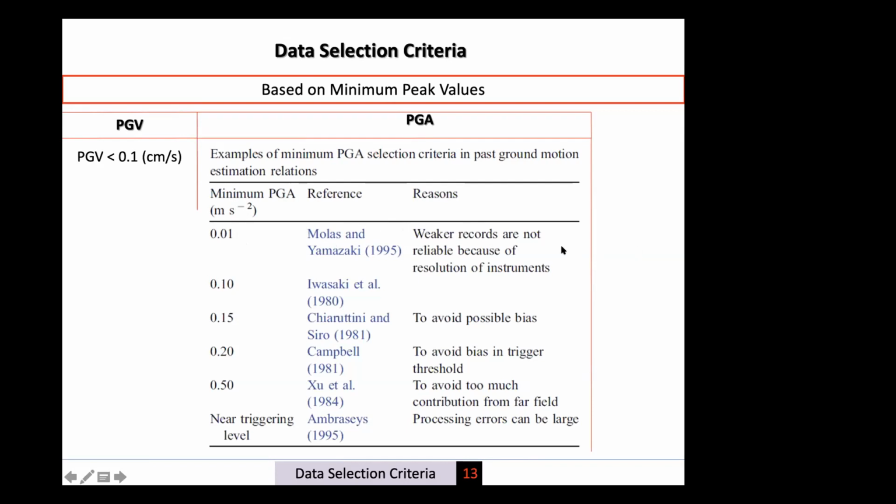And the reason they explained is that weaker records are not reliable because of the resolution of instruments. So they can have different reasons for selecting these thresholds. For example, this study selected the threshold of 0.15 to avoid possible bias or so on. So one of the thresholds that you can use is based on PGA, and you can use it as a criterion for your data selection.